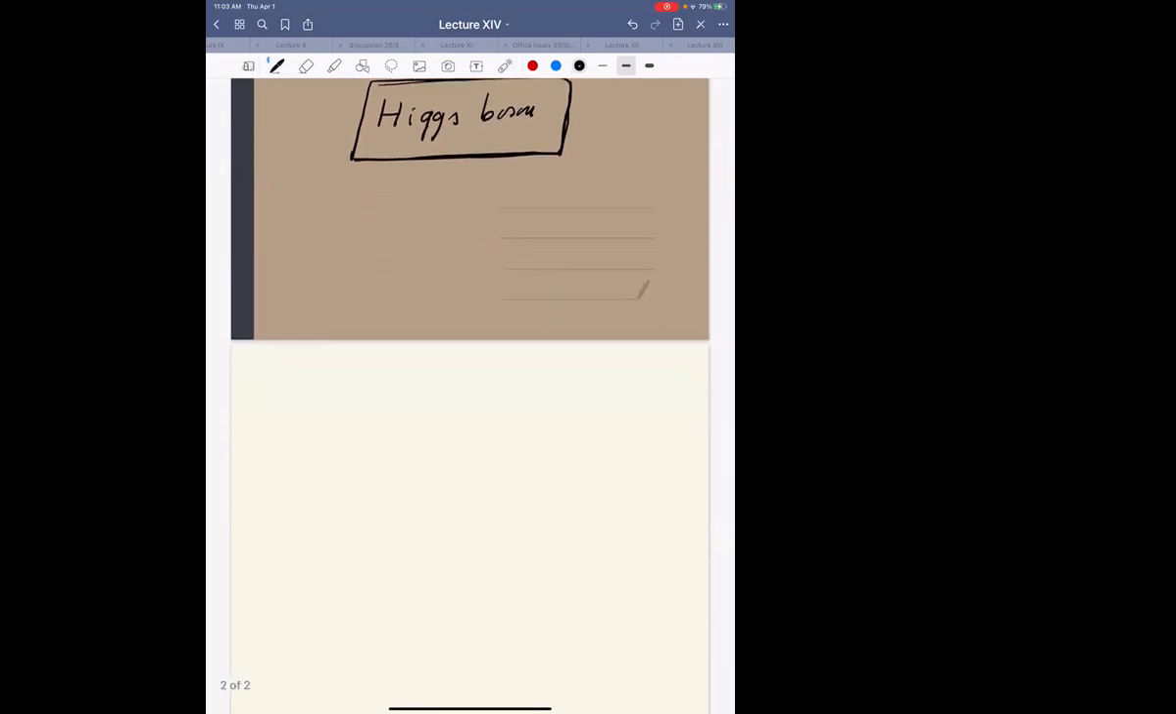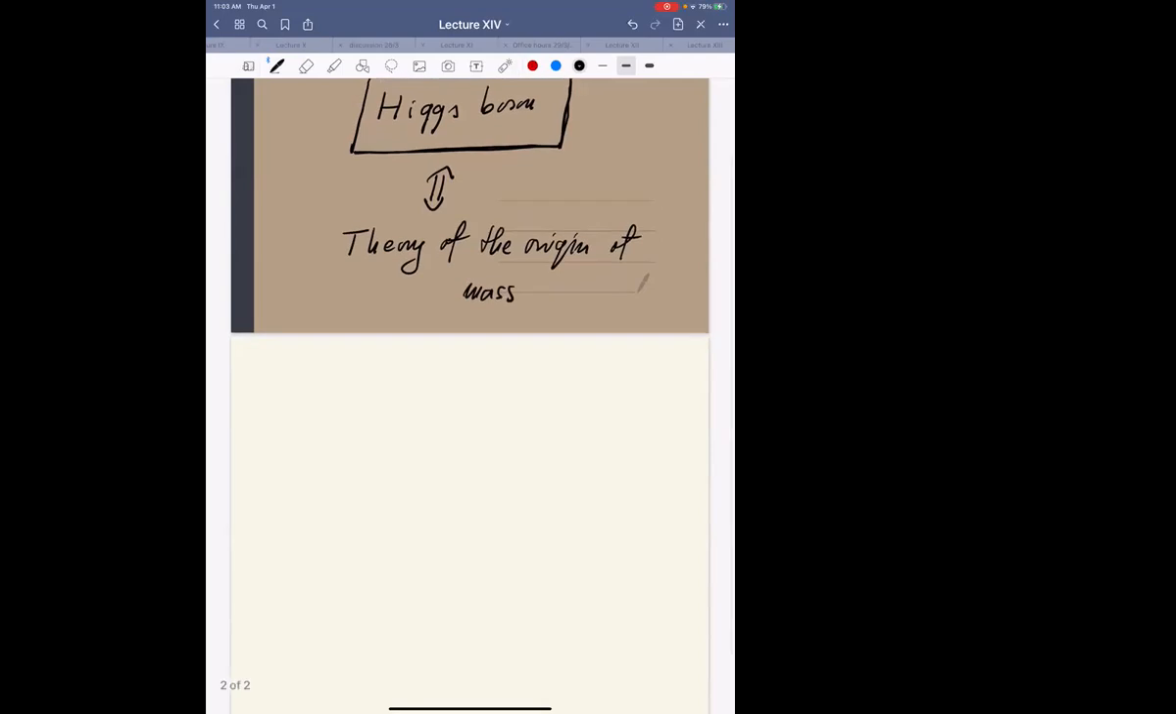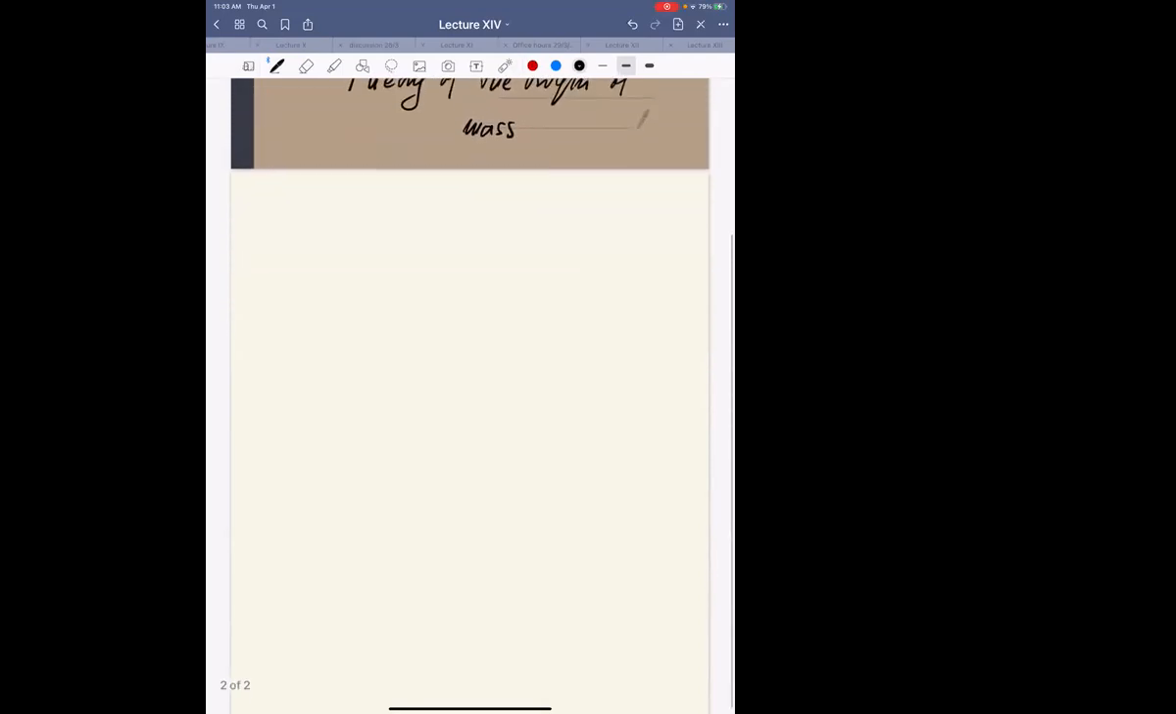So the Higgs boson actually is really the proof of its existence is a proof of the theory of the origin of mass. Something remarkable. I mean, how did we get there? It's good to have once again a recollection of how it all started, okay?